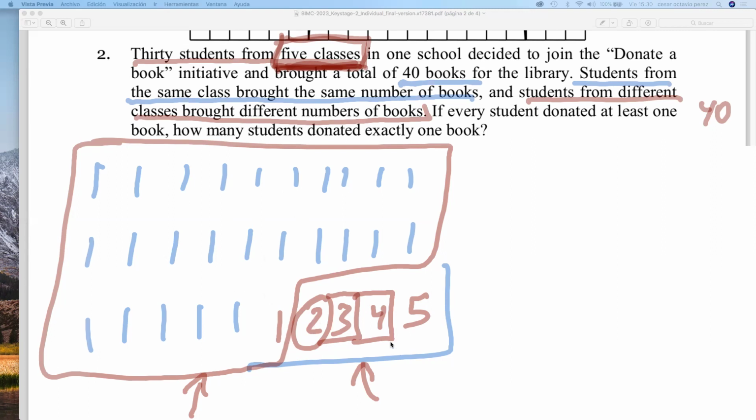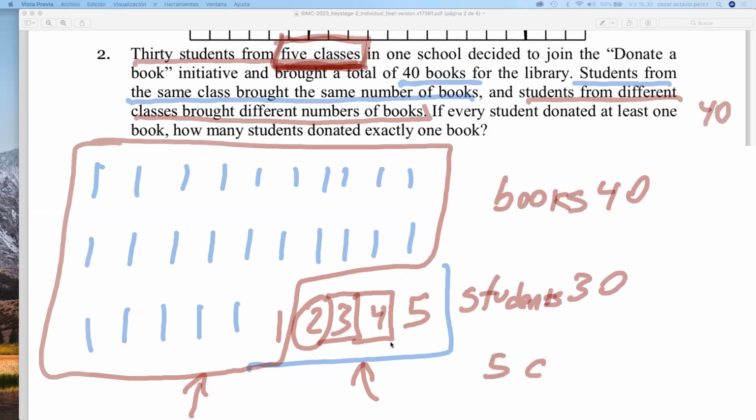And here we will have 40 books. We have 30 students. And they came from 5 different classes. Yes? Yes. Your idea was a good idea, but we have only students from 2 different classes. Okay? ¿Sí queda clara la idea, Sebastián? Sí. Okay. Sí.